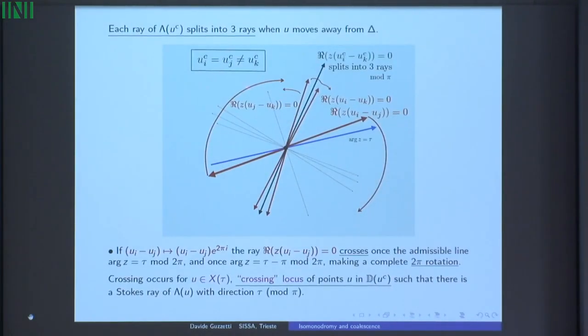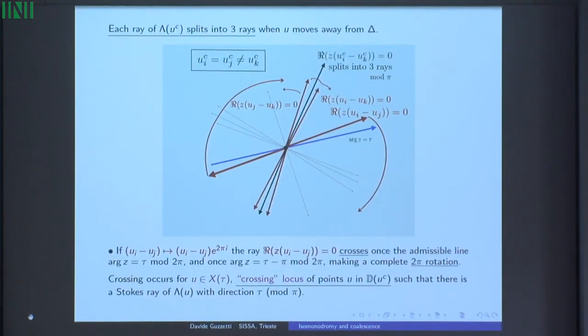Maybe the next slide is even more explicit. So suppose, for example, you have this kind of coalescence. So coordinate i and coordinate j are equal in the center of the polydisk, but they are different from the coordinate k. So this is the ray associated with i and k, or j and k, which is the same. So when you move away from the coalescence locus, you have 3 rays which appear. So the ray associated with j and k, the one associated with i and k, and let's say the one associated with i and j, which is this.